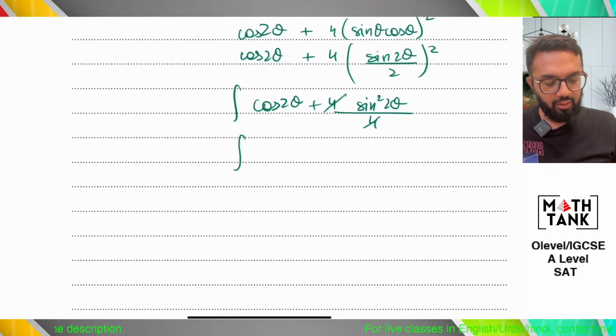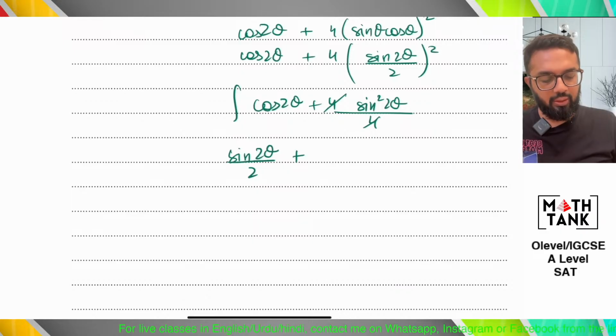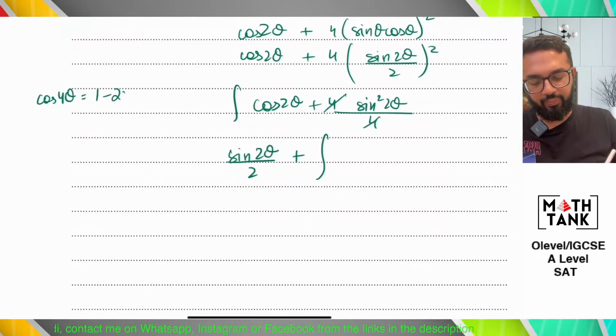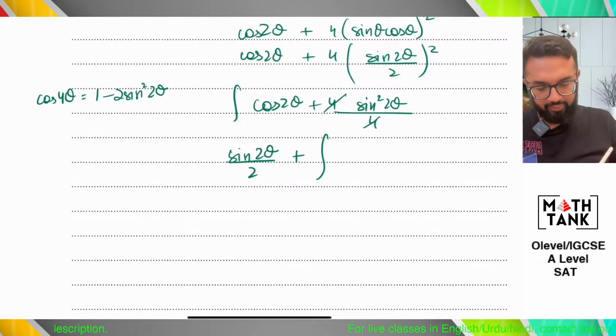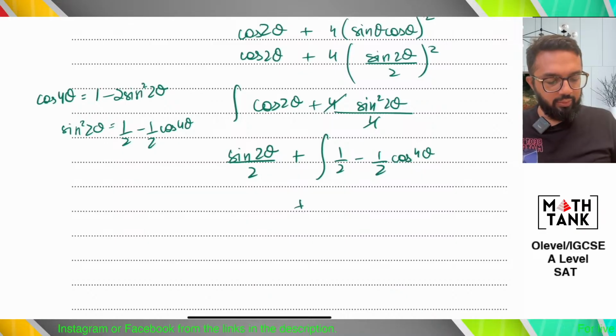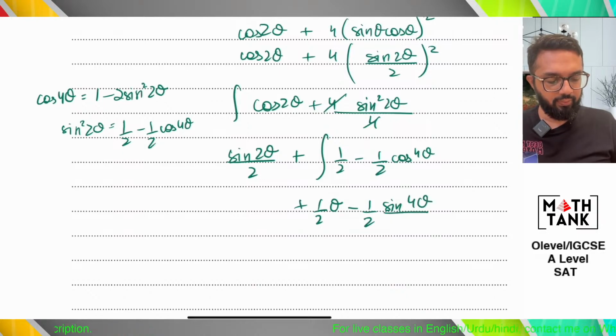Now cos 2 theta is simple. That would integrate to sine 2 theta divided by 2. For sine square 2 theta, you would first have to employ the identity cos 4 theta equals 1 minus 2 sine square 2 theta. The sine square 2 theta would basically be half minus half cos 4 theta. That would be half theta minus half sine 4 theta over 4.